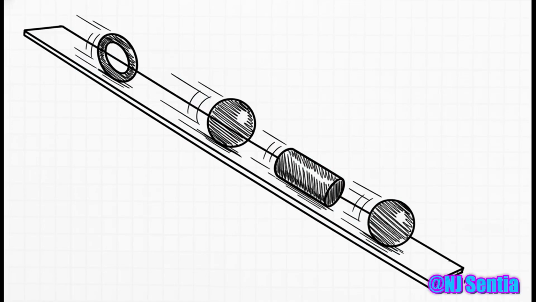This sets up a fascinating hierarchy, kind of like a physics track meet. If you race these common shapes down a ramp, the solid sphere wins every single time because its mass is packed the tightest to the center. The solid cylinder comes in second, the hollow sphere takes third, and the hollow hoop, think of a bicycle wheel rim, finishes dead last because its mass is entirely on the very outer edge.